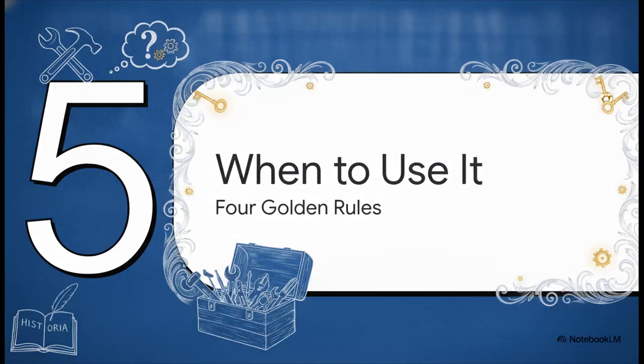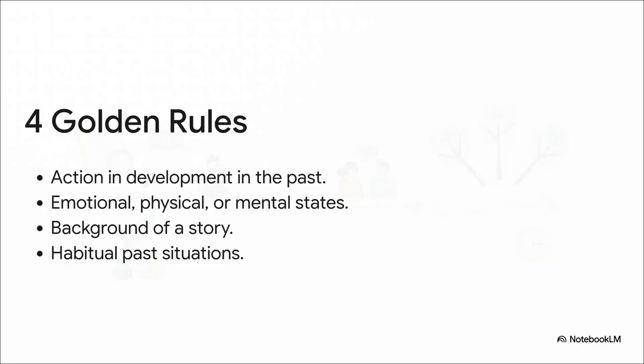Section 5. When to use it, 4 golden rules. So, the crucial point is, now that you have these tools, you gotta know exactly when to pull them out of your toolkit. Straight from our source material on pages 58 and 59, there are 4 golden rules for deploying the Copretérito. Rule 1, to describe an action that was in development in the past. Rule 2, to express emotional, physical, or mental states, basically how you felt or looked. Rule 3, to paint the background of a story, like setting the time or the weather. And Rule 4, to describe habitual past situations. Things you used to do all the time.